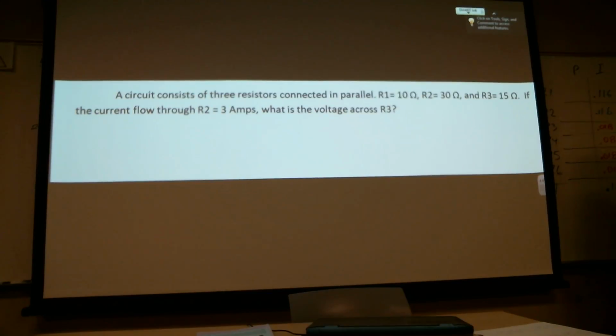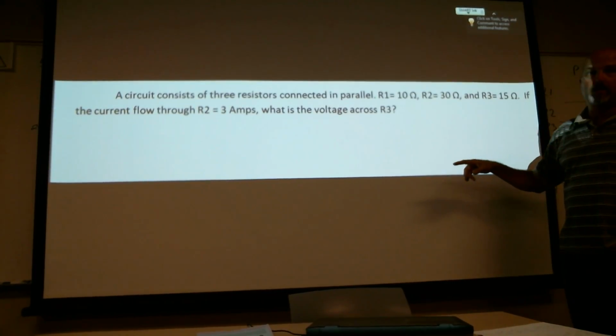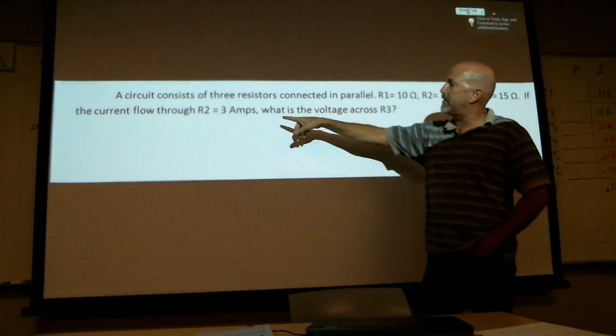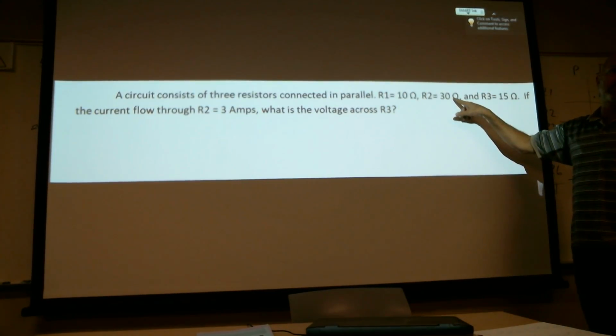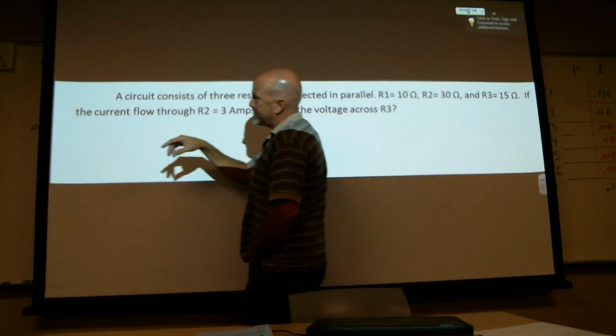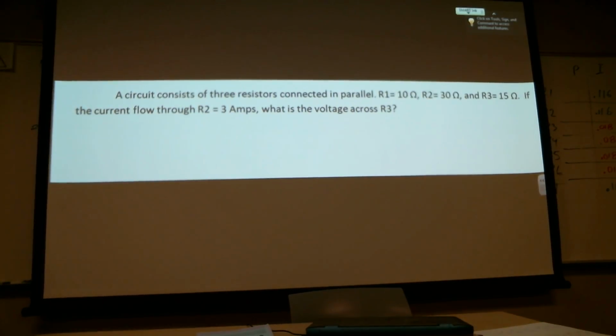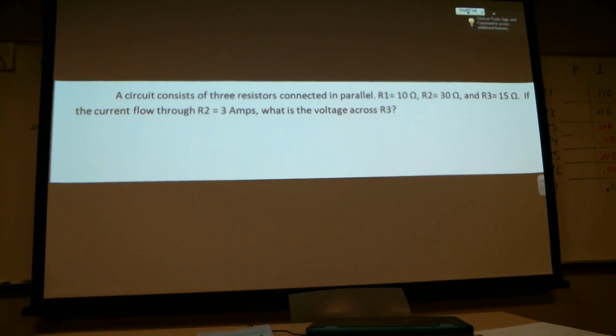You can do a grid on this if you want. You fill out as much as you can on the grid with the information you have. Where's the voltage? It's not telling you the voltage. Okay, when you have R2 at 3 amps and R2 is 30 ohms, it's the same voltage all the way across. Current and resistance will give you volts.